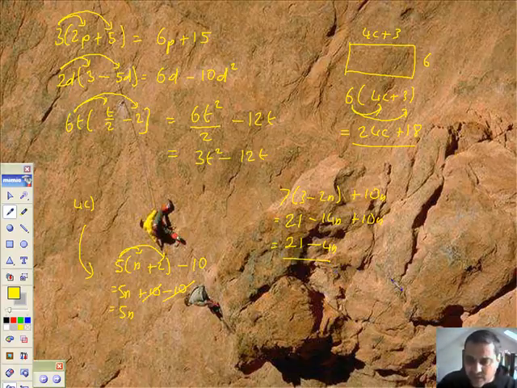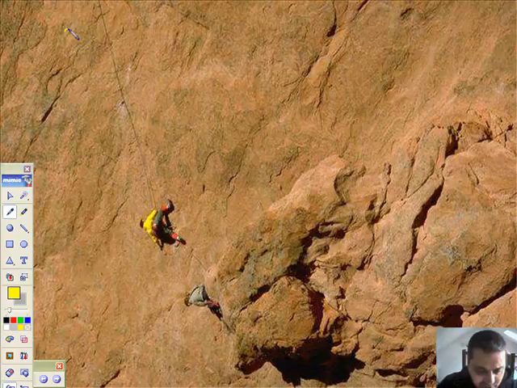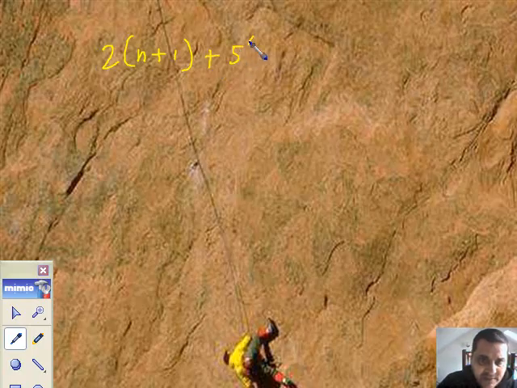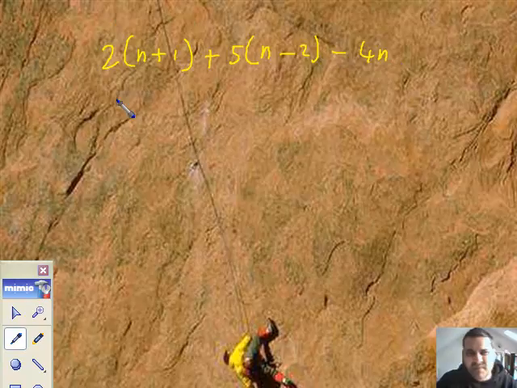Okie dokie. And I'll do the last one because it looks dodgy. I better just turn over the page. I need a fresh go at this one. So 2 bracket n plus 1 plus 5 bracket n minus 2, and take away the dangly bit, which is 4 n's. We'll just bust this all open. 2n plus 2, going glitchy. Come on.